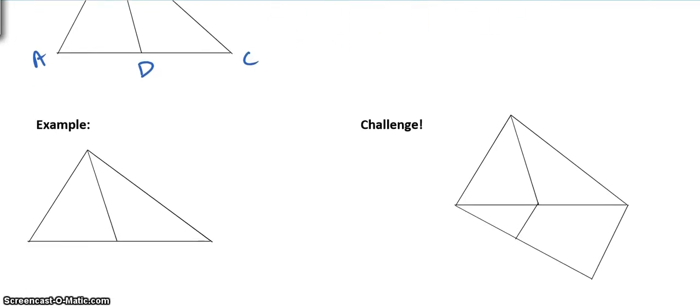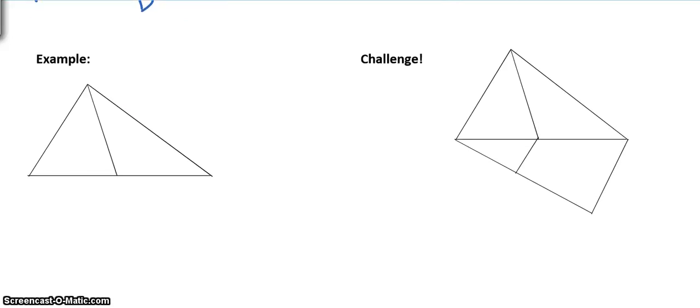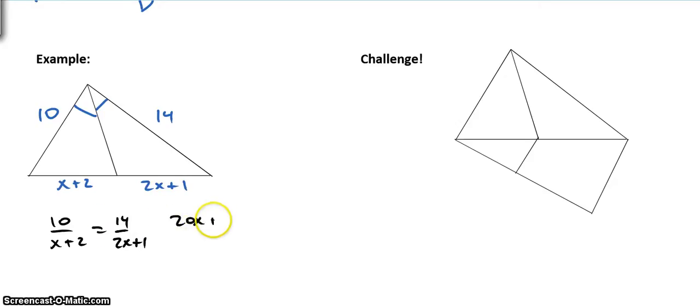Alright, so two more examples. We're going to say this is an angle bisector. This side is 10. This piece is x plus 2. This piece is 2x plus 1. And this side is 14, sorry. So set up your proportion. We have side over piece equals side over piece. Alright, cross multiply. So 20x plus 10 is equal to 14x plus 28.